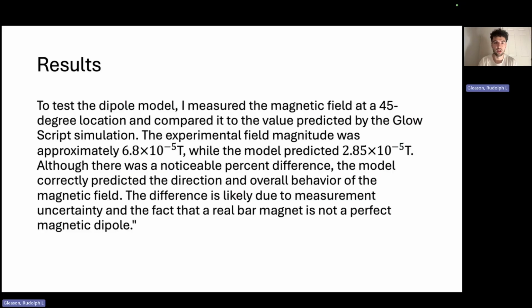So for the results, to test the dipole model, I measured the field at a 45-degree angle, like I said, and compared the values to the model I just made. The experimental magnitude was approximately 6.8 times 10 to the negative 5 T, while the model predicted by the code was 2.85 times 10 to the negative 5. Although these were different, the model predicted the overall behavior that it should be. I said the difference is likely due to the uncertainty and the fact that the real bar magnet is not a perfect magnetic dipole.